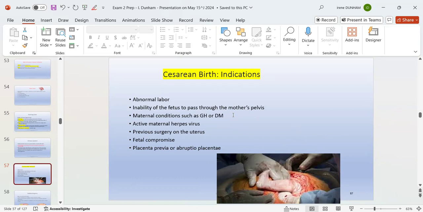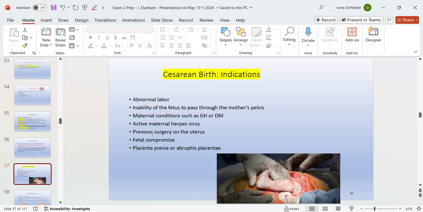The shoulders can get stuck, and then you start thinking, okay, fourth degree episiotomy, and then you have to maybe break the baby's clavicle to get this baby out. So wouldn't it be easier to do a cesarean? Right? If she has active herpes lesions, guys, you cannot deliver a baby through that. It has to be cesarean.